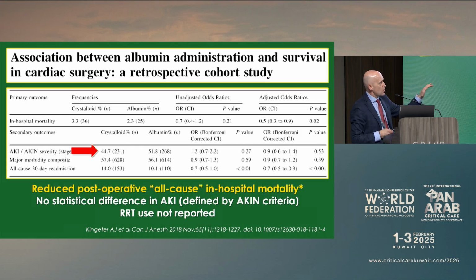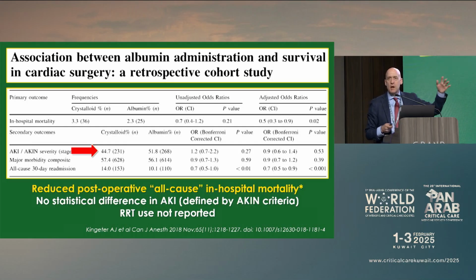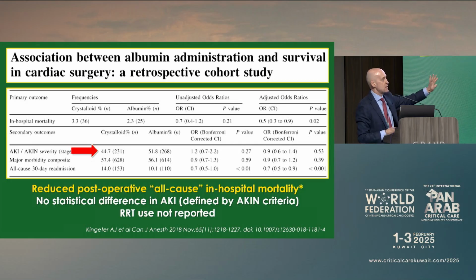But I just want to point out here that if you compare crystalloid with albumin, there was a numerically lower rate of acute kidney injury associated with crystalloid versus albumin, i.e. albumin had a higher rate of acute kidney injury. Not statistically significant, of course, but clearly in terms of a renal outcome, there is no suggestion that there's a benefit to albumin use in this context.